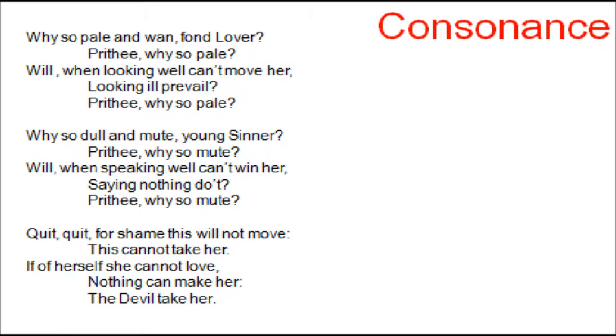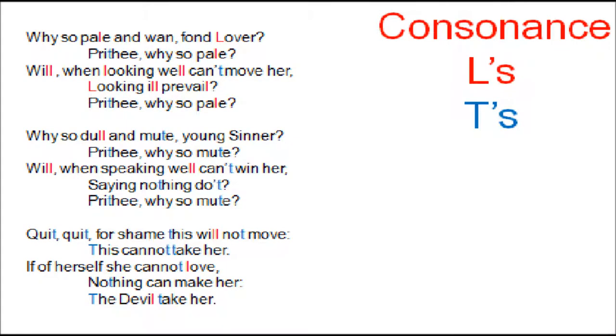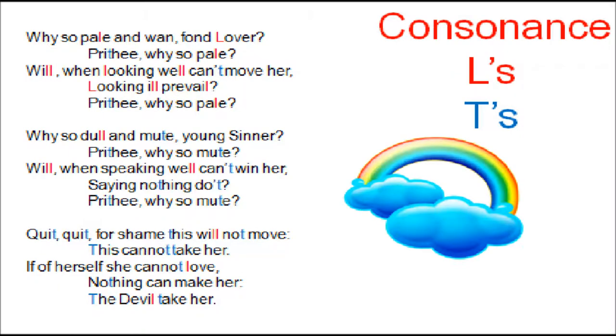And for consonants, the L sound. Pale, love, pale, will, looking, well, looking, ill, prevail, pale. And the T sound, too. Mute, mute, can't, do it, mute, quit, quit, not, cannot, cannot, take. Great. And what do you think these uses of alliteration and consonants do for the poem? I guess it adds to the uniform rhythm of the poem because the words flow nicely when you read it. I think it also makes it much more interesting and memorable. Yeah, that's a great way of putting it.